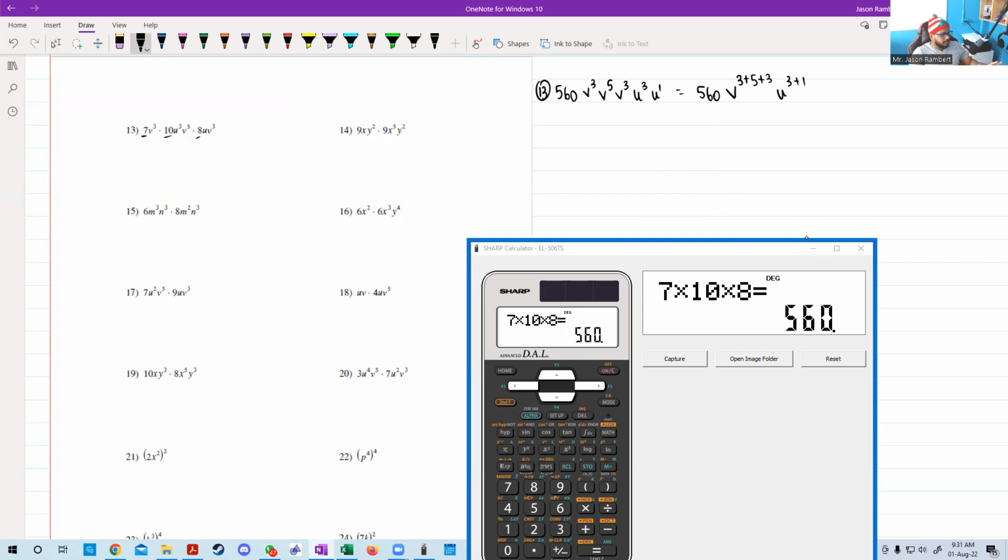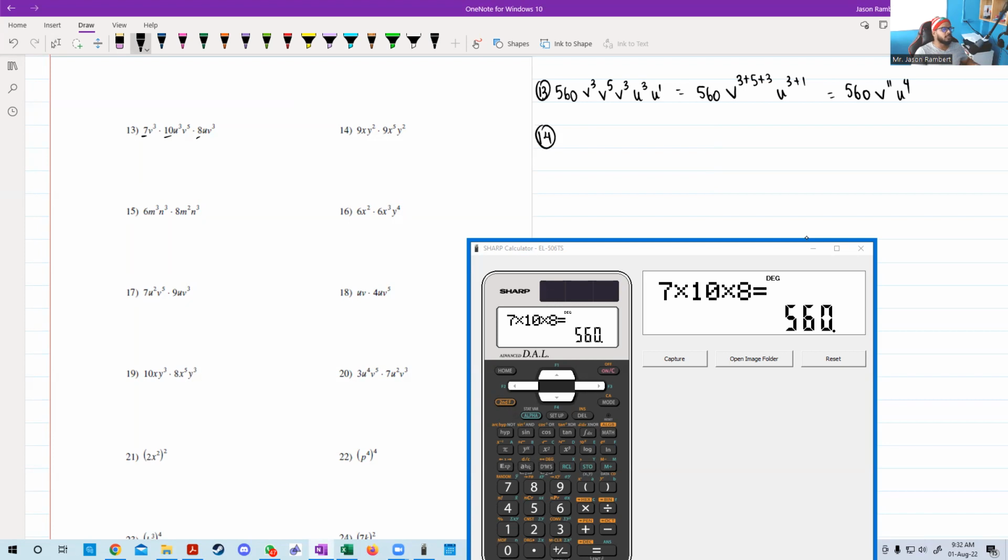Yes, you're smart. But although you're smart, mistakes just happen. Then you add them. 3 and 5 is 8. 8 and 3 is 11. 3 and 1 is 4. Easy peasy. Lemon squeezy.